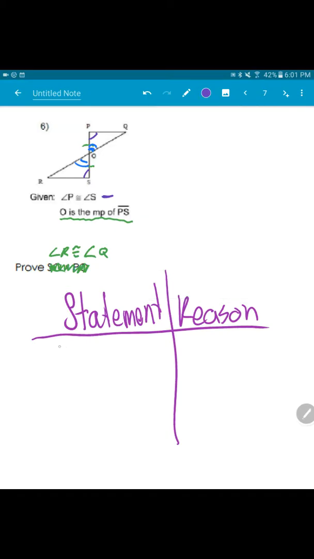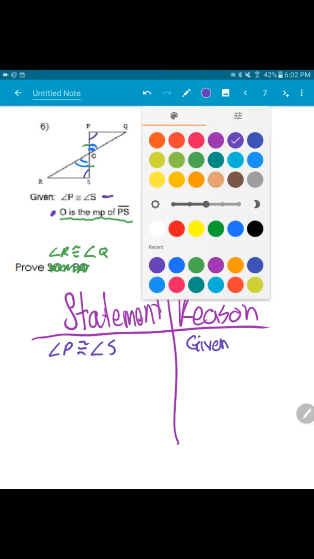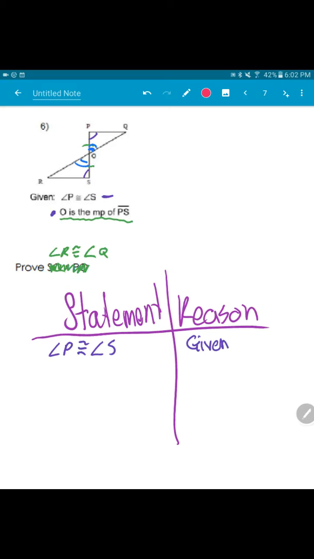We start by listing our givens. Angle P is congruent to angle S. That was our given. Now again, our second given was that O is the midpoint of PS. That didn't tell us that two lines were congruent. We knew that from the word midpoint. So what I'm going to say is PO is congruent to OS.